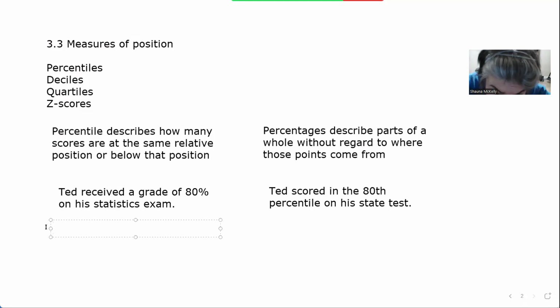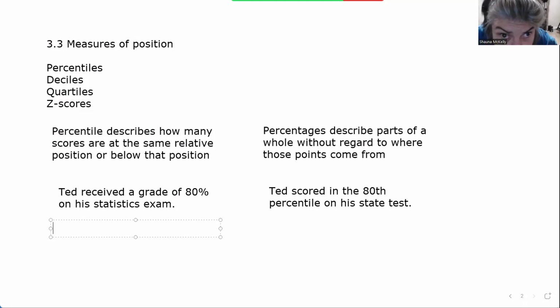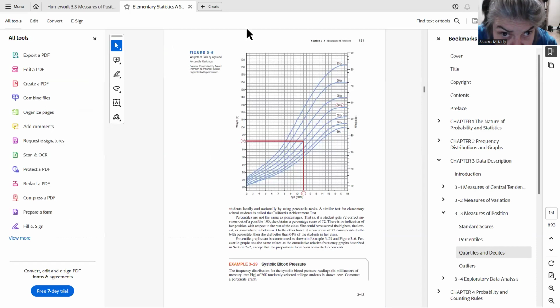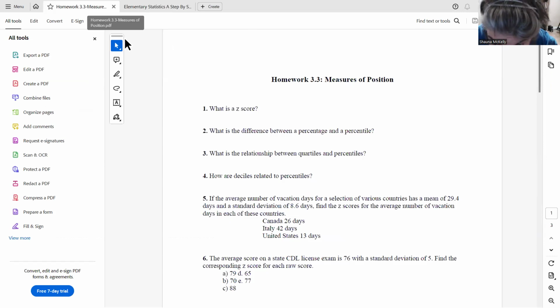So I hope that clarifies. So the difference, because one of the questions, let me go there actually. Let me show you the homework. I believe that I have the homework for this section. Let me go and share this for a moment. So the homework says, what is a z-score? We're going to come back to that in a minute. What is the difference between a percentage and a percentile?